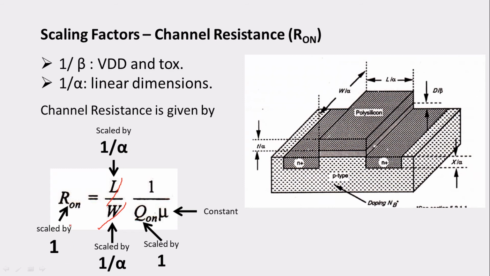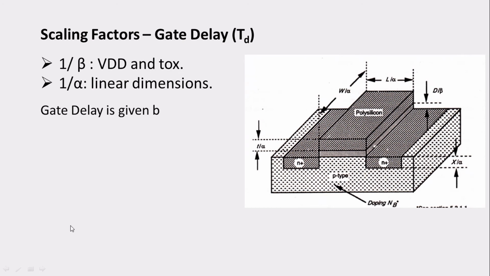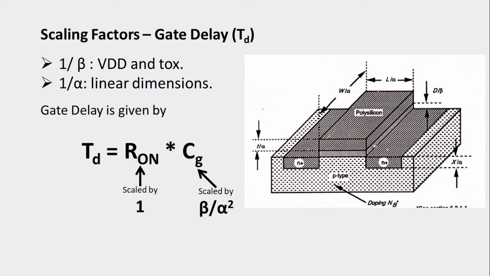Now gate delay. Gate delay is nothing but the delay offered through the channel. Gate delay is given by R on into Cg. As we know, R on is scaled by a factor of 1, and Cg is scaled by a factor of beta by alpha square. So the scaling factor for gate delay will be beta by alpha square.